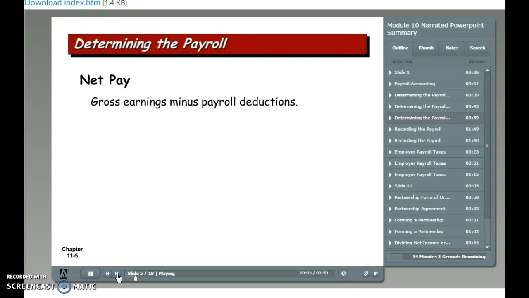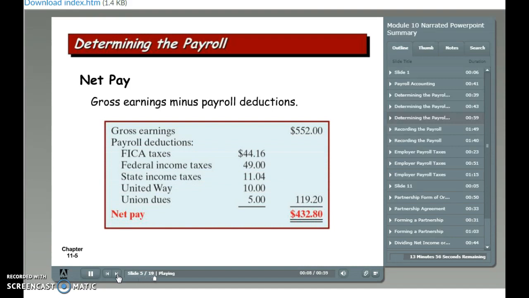Net pay is calculated as gross earnings minus payroll deductions. Gross earnings from the previous slide are $552. For this class, FICA will be calculated as 8% of gross pay. 8% of $552 is $44.16. Federal income taxes vary depending on the status of married versus single, as well as number of allowances that the employees select when completing their W-4 upon being hired. This employee's federal income taxes withheld are $49.